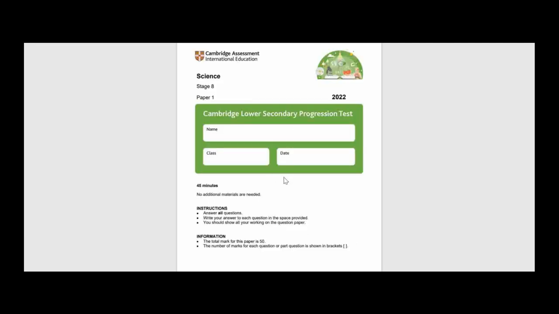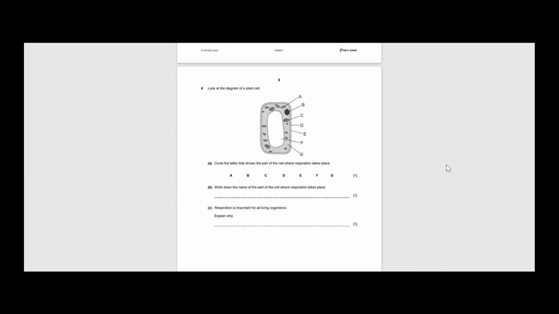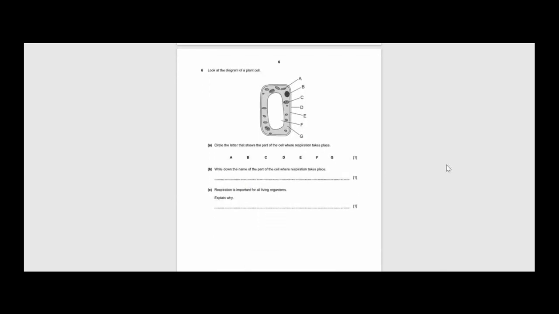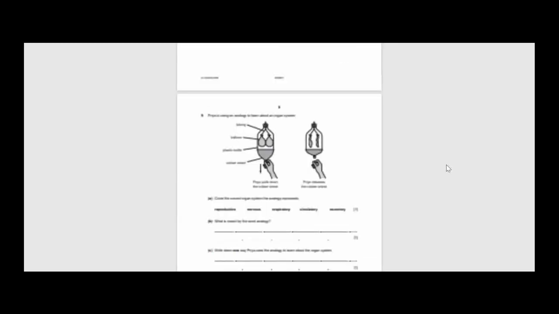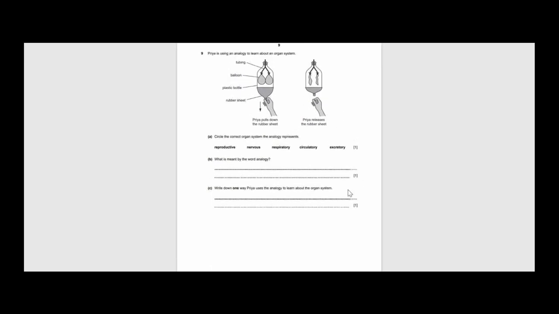So this is the first page. This is the second page. You can pause and take a screenshot. This is the third page. This is the fourth page. Question 4 A, B, C. This is question 5 A, B, C. This is question 6 A, B, C. This is question 7 A, B. Question 8 A, B, C. Question 9 A, B, C. And question 10 A, B. And question 11 A, B, C.